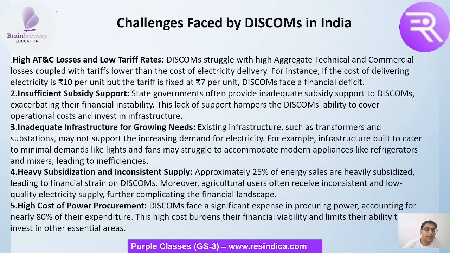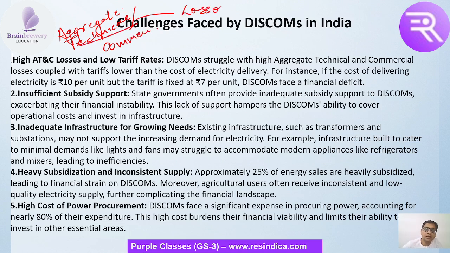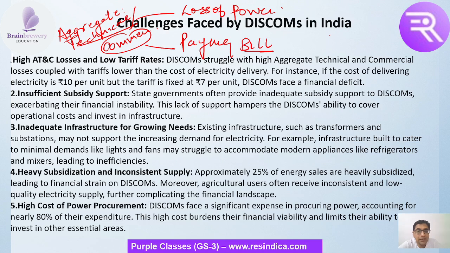Then high aggregate technical and commercial losses. Technical means loss of power when it is supplied through a line. Commercial means people are not paying their bills. So aggregate technical and commercial losses, and the tariffs are also lower. Actually the cost of delivering a unit of electricity is rupees 10 per unit, but the tariff is fixed at 7. So there is a rupees 3 per unit loss that distribution companies are getting.